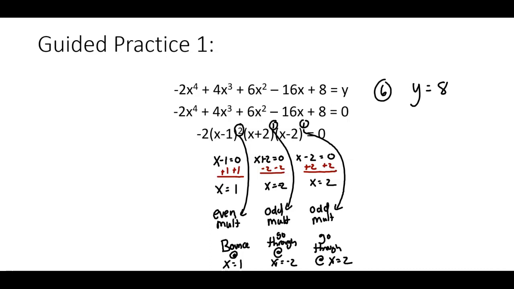Now this is what you guys should have gotten for number 6. We were looking for the y-intercept. And to find the y-intercept, you plug in 0 for x into your original equation. So if you plug 0 in for x, all of these are just going to go to 0 and disappear, and all you're going to be left with is 8. So the answer, number 6, is simply 8.